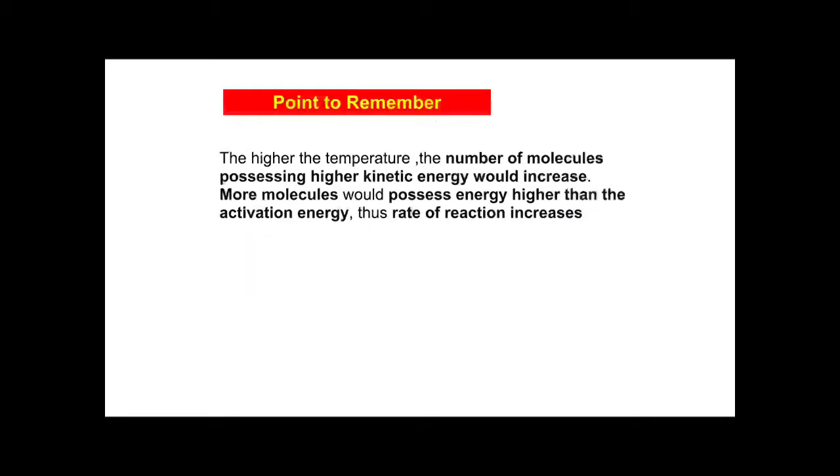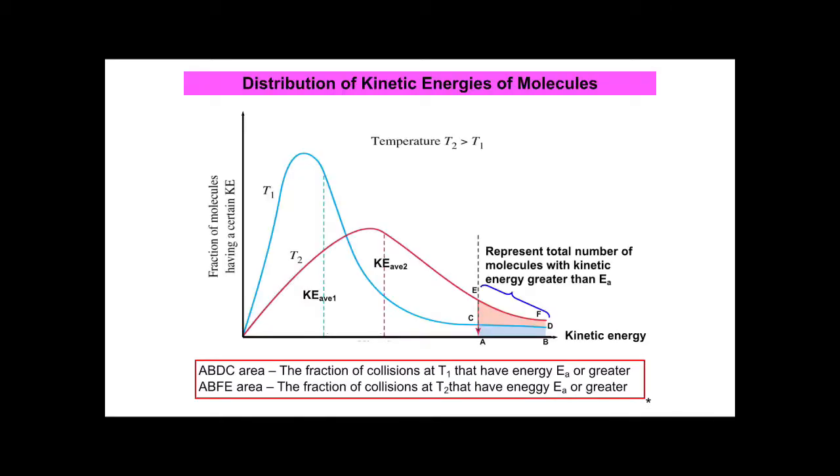The point is, the higher the temperature, the more the number of molecules possessing higher kinetic energy will increase. More molecules would possess energy higher than the activation energy. Thus, rate of reaction increases. We can describe this using Maxwell-Boltzmann distribution curve. It is easy to draw.